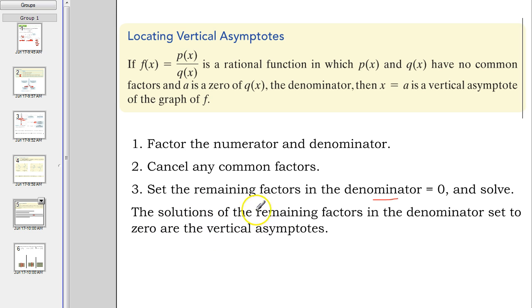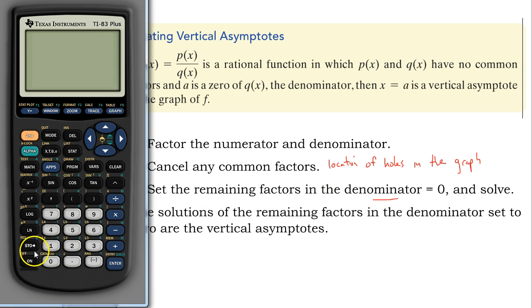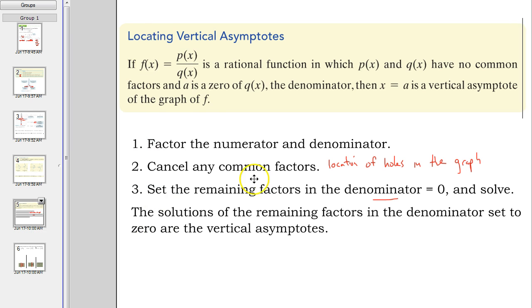Okay, now, right here, any common factors that cancel, the ones from the denominator that cancel, which have to be in the numerator and denominator to cancel, this is the location of holes in the graph. So that's important too. You'll need to know where there's any holes in the graph. So anything that cancels out was a hole. Anything that remains is an asymptote. Alright, so these are what we're talking about, asymptotes. That's what a vertical asymptote is, basically what division by zero looks like. We can actually see division by zero when we see a vertical asymptote on the graph.